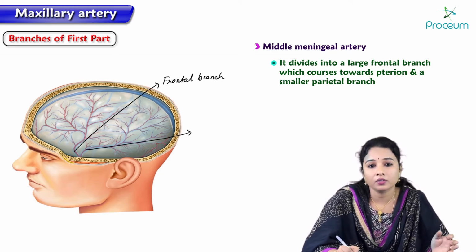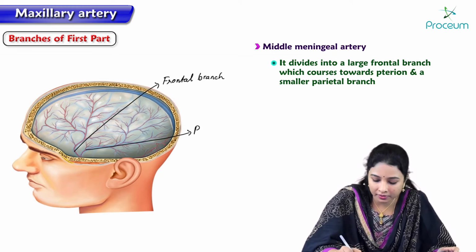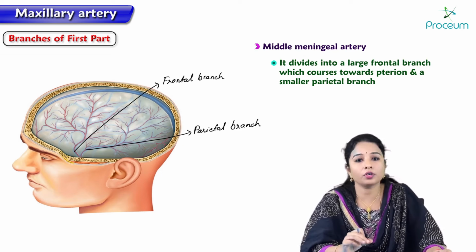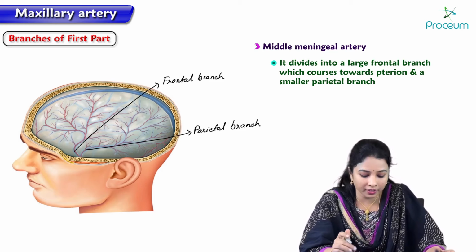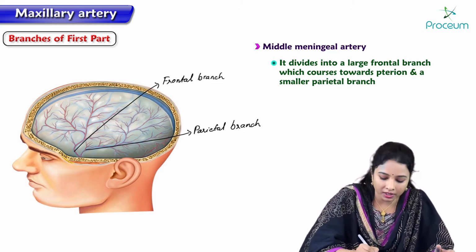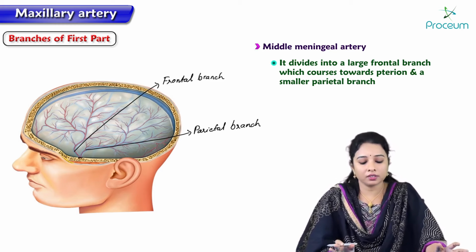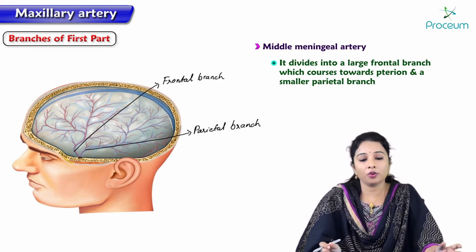And then towards the smaller parietal branch. The frontal one is a little larger than the parietal branch, and the middle meningeal artery terminates at the pterion, where these two branches form.